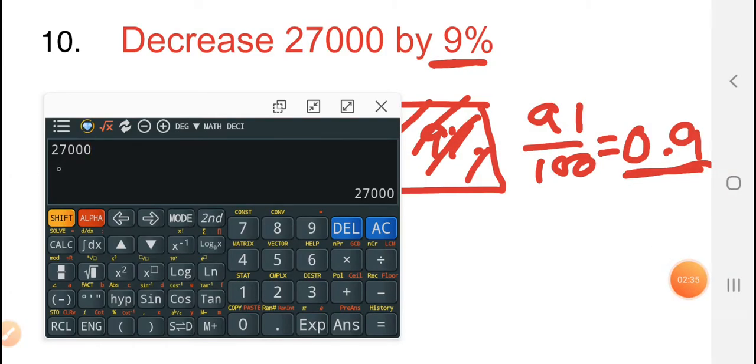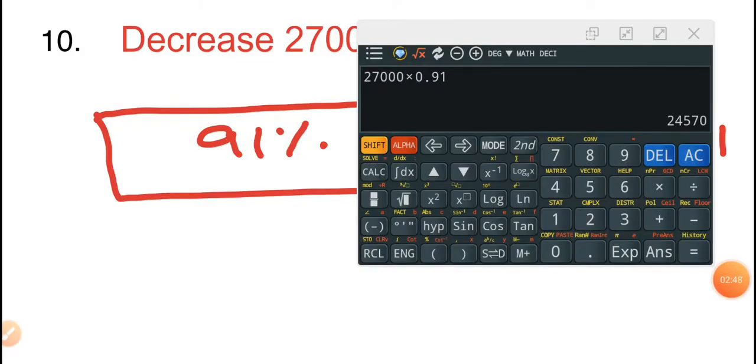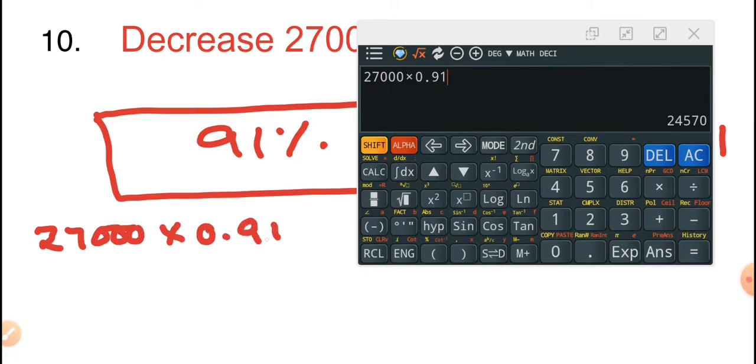So as you can see, I've already typed in 27,000, and then we'll times that by 0.91, and the answer is 24,570. So to tidy that up, we can write 27,000 times 0.91, and the answer is, as you can see on the screen, 24,570.